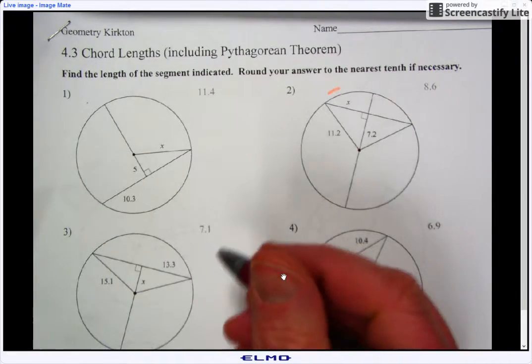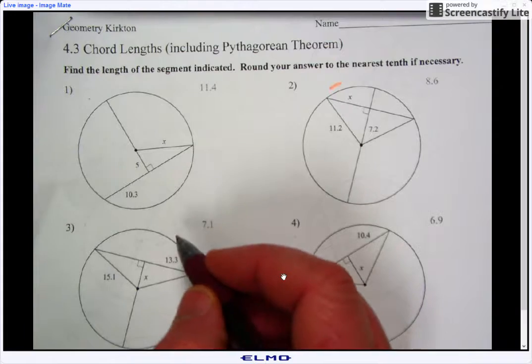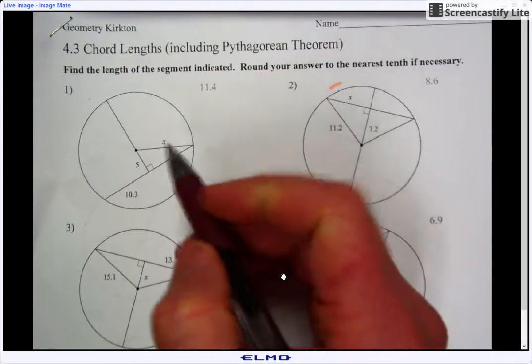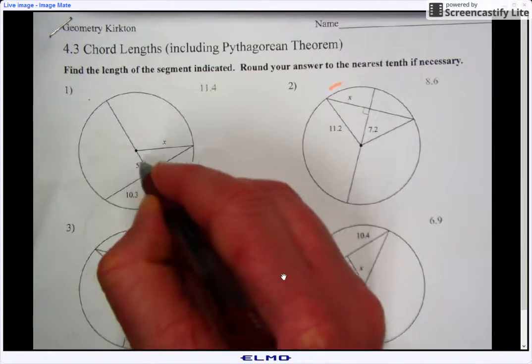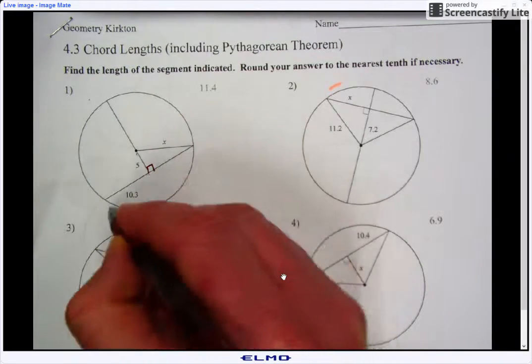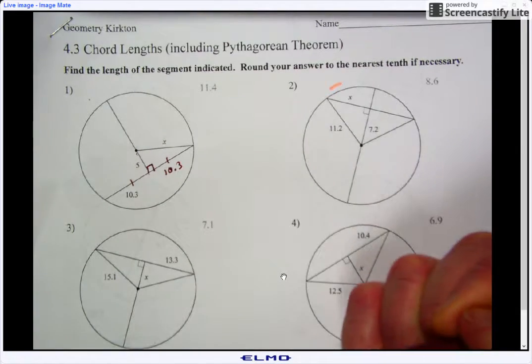Okay, so I have worked solutions for the 4.3 chord lengths, including the Pythagorean theorem. I'm going to work through some of these for those of you who need a little extra help. Things to note here: first of all, anytime we have a right angle with a segment perpendicular to a chord, it bisects the chord. So I can write 10.3 right there.